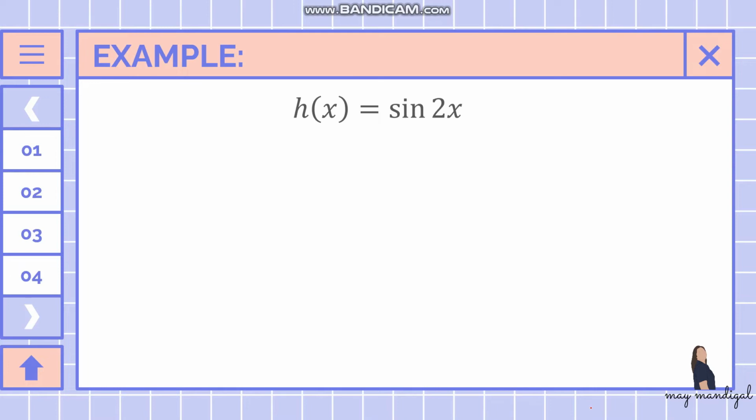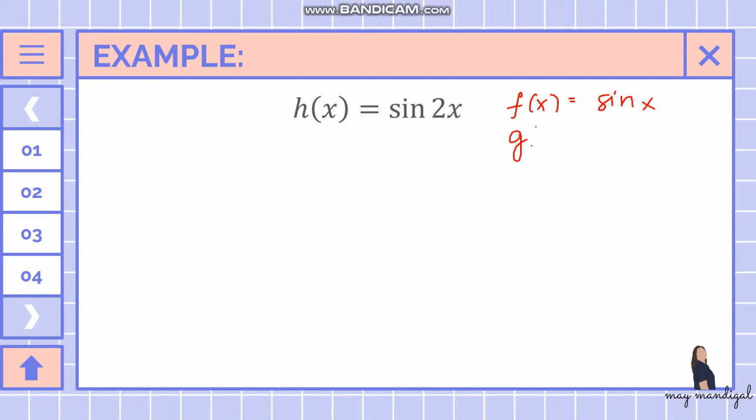Let's have another example. h of x equals sine of 2x. So again, first thing that you have to do is just to visualize what you think is the outer function and what is the inner function. So here we have sine of 2x. Usually what we have is the sine of x, cosine of x, so on and so forth. So that can be our outer function, sine of x.